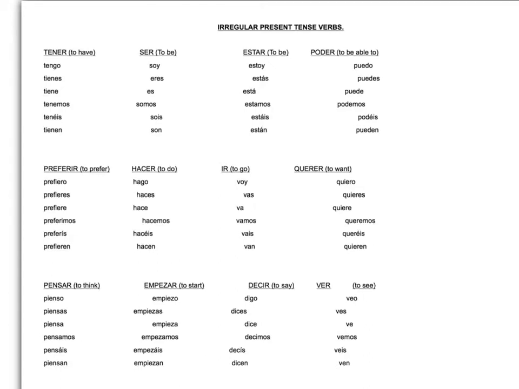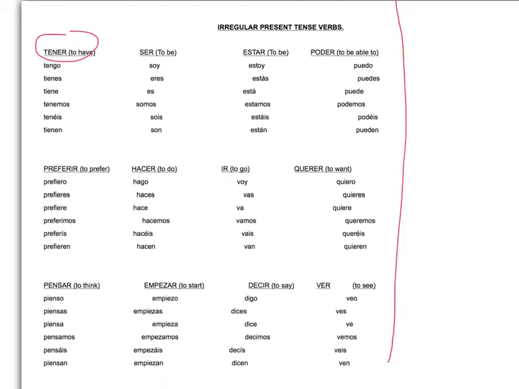In this lesson we're going to be learning about irregular present tense verbs. However, before we do that, we're just going to recap some of the basics that you need to know about conjugating verbs. That means changing the verb from its infinitive, for example, tener, through to the different people doing the action. I, you, he, she, it, we, you and they.